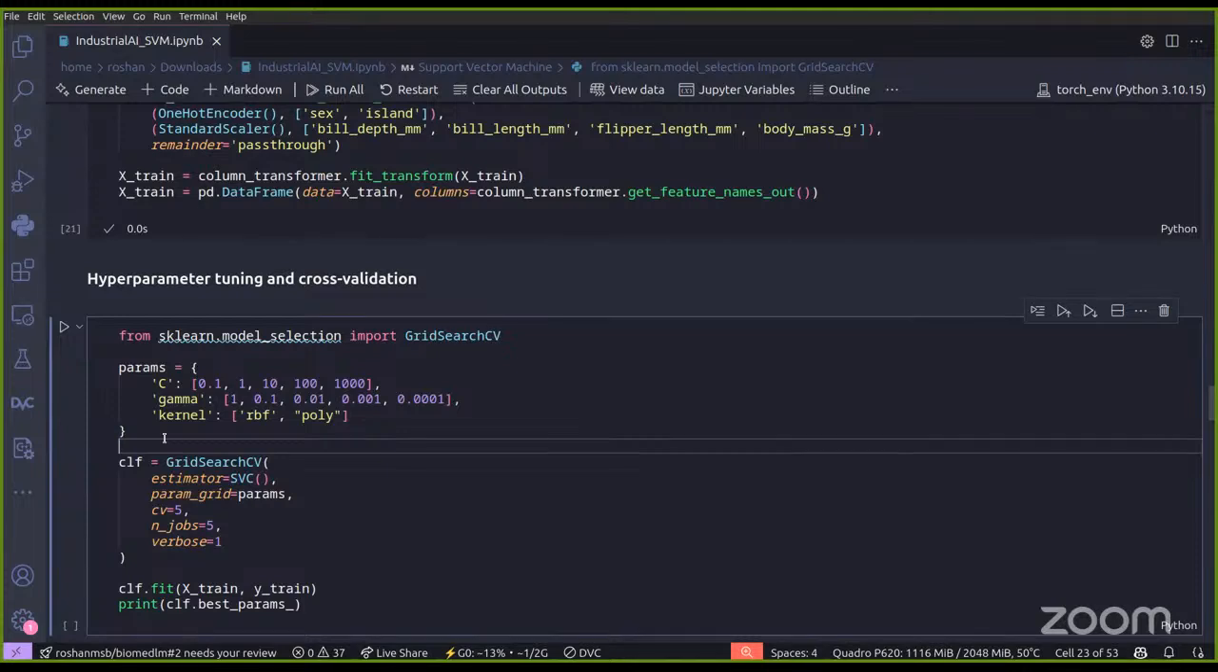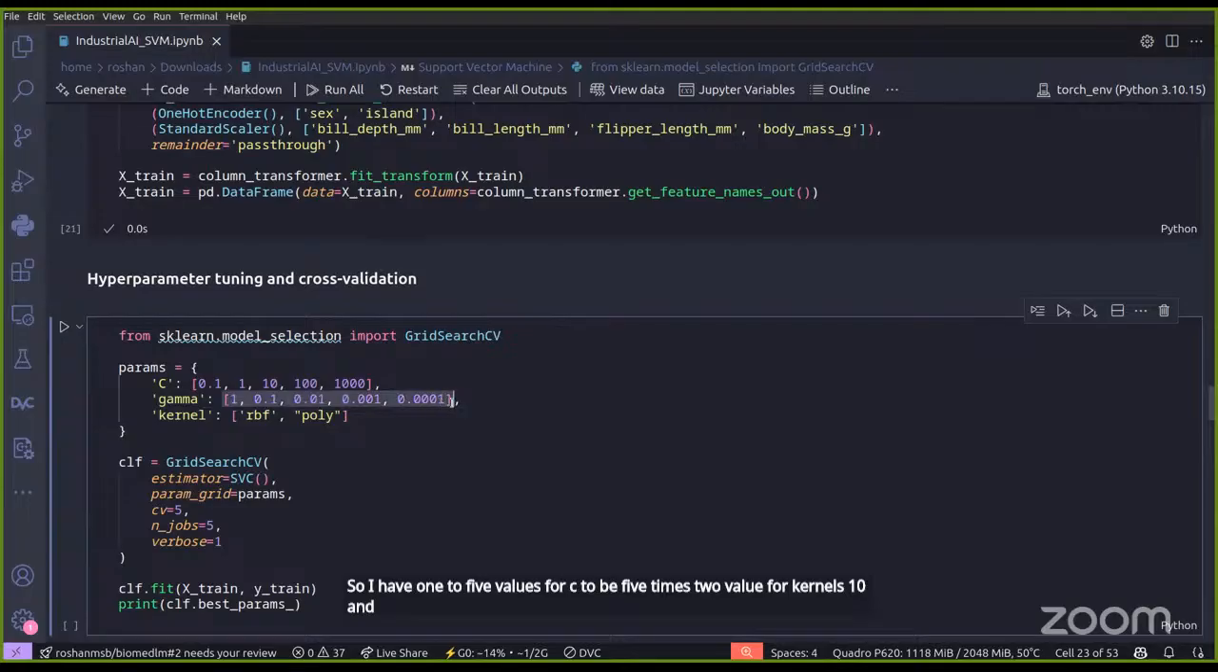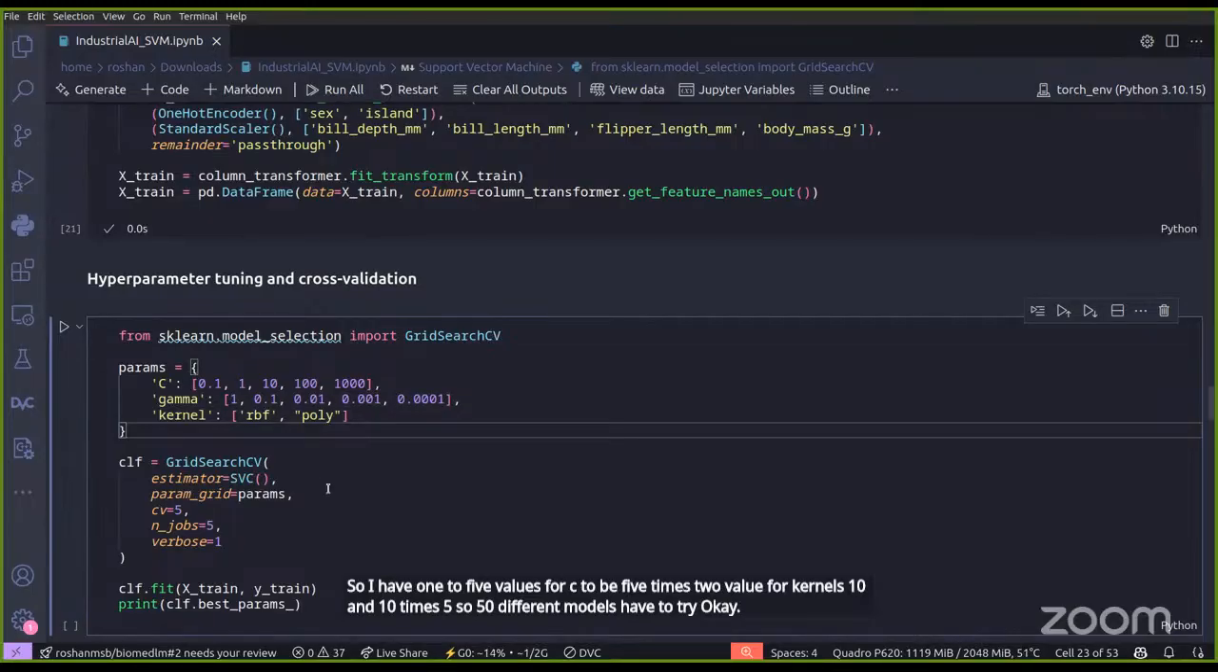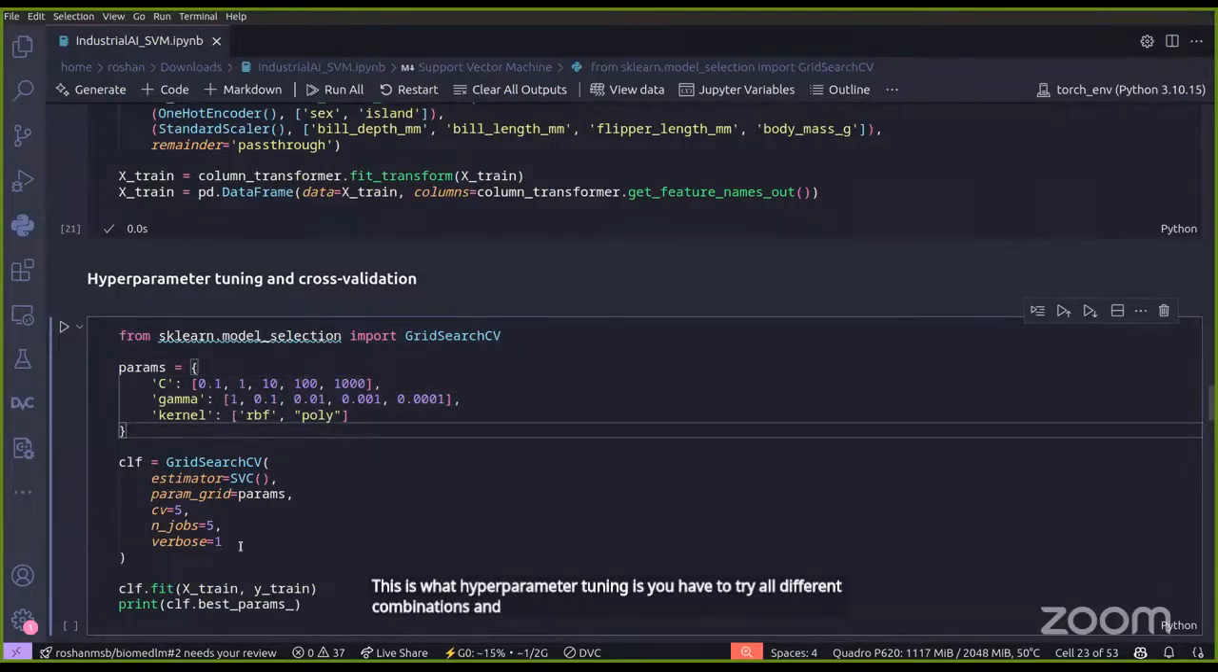So I have one, two, five values for C. It will be 5 times 2 values for kernels, 10, and 10 times 5. So 50 different models I have to try. Okay, this is what hyperparameter tuning is. You have to try all different combinations and see which one gives you the best accuracy.